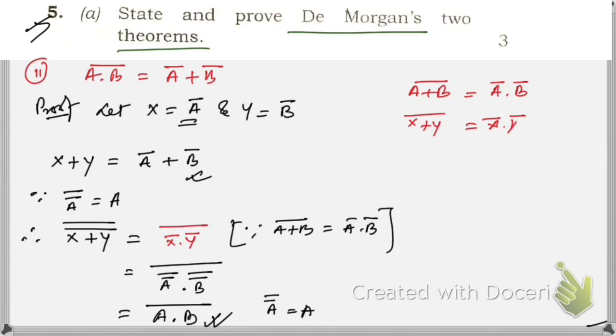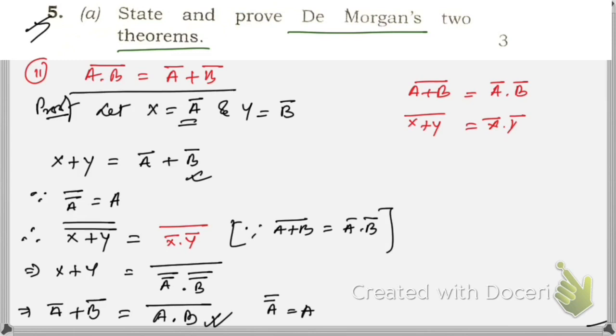So here you can see, on the left hand side, the complement of this complement, again you can write x plus y, and x plus y is a complement plus b complement. So this is proved, right? So this theorem is proved now. Hope you have understood this.